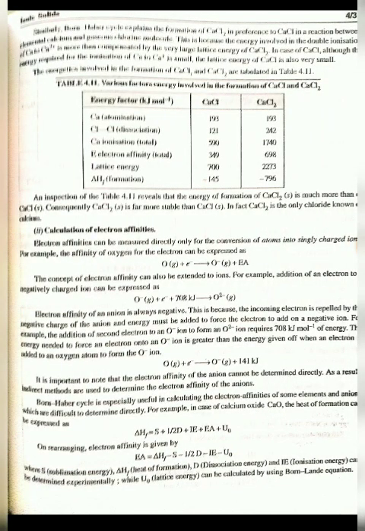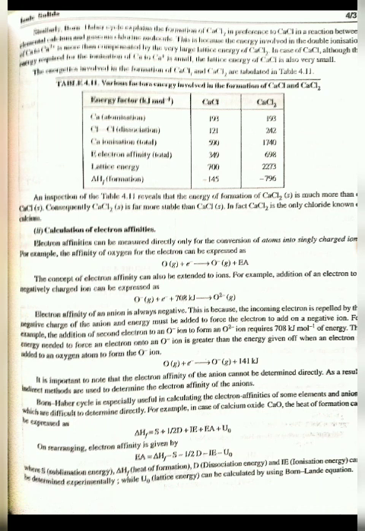Similarly, the Born-Haber cycle explains the formation of CaCl2 in preference to CaCl in a reaction between elemental calcium and gaseous chlorine molecule. This is because the energy involved in the double ionization of Ca to Ca2+ is more than compensated by the very large lattice energy of CaCl2.